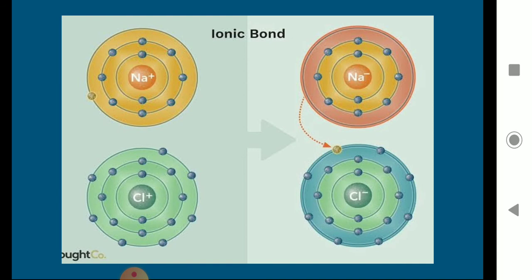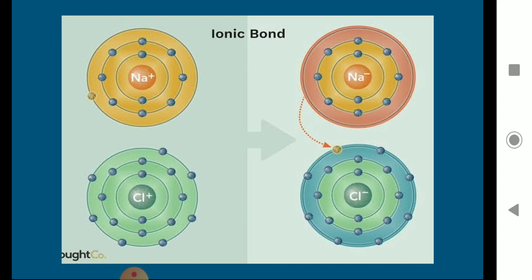So how are ionic bonds formed? Again see the sodium atom. It has three orbits. The first orbit has 2 electrons, the second orbit has 8 electrons, and the third orbit has 1 electron. That 1 electron it wants to lose because it wants to become complete with 8 electrons. No other element could give 7 electrons to sodium, so it is better for sodium to lose that one electron.